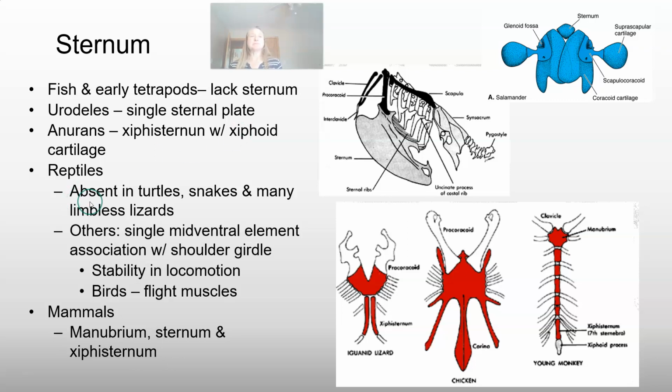In reptiles, the sternum is absent in turtles, snakes, and many limbless lizards. But in other reptiles, we see this single mid-ventral element associated with the pectoral girdle. Here we can see this in a lizard. And birds that fly have this enlarged sternum, or a keel, for muscle attachment. And I already went through mammals.